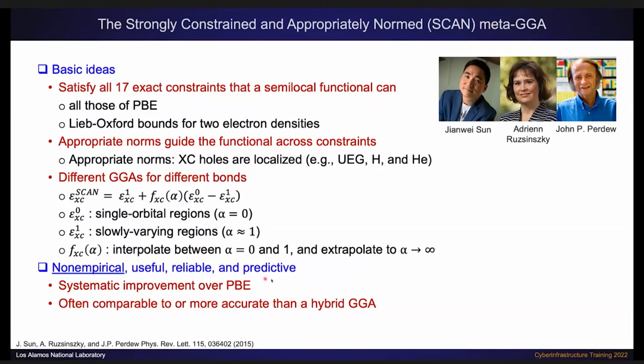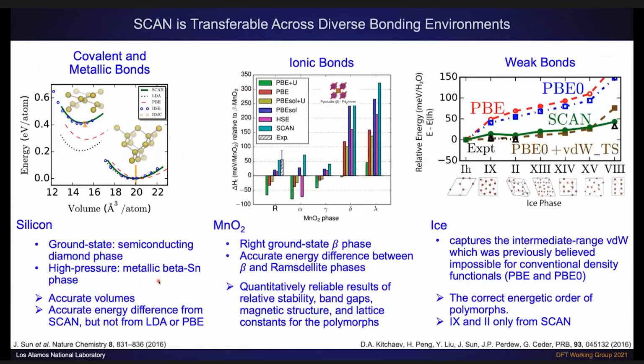The main characteristics of this functional are that it's non-empirical, useful, reliable, and predictive. If there's anything you remember from this, it's that this is not empirical, and we found that it's very reliable and predictive across a wide variety of material families. And it's really because we add in this new ingredient into the functional. To give an idea of its improvement, it has been used for covalent and metallic bonds in silicon, ionic bonds in this manganese compound, and weak bonds in ice.